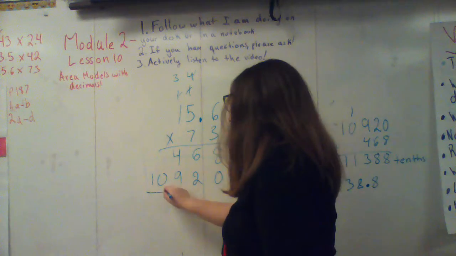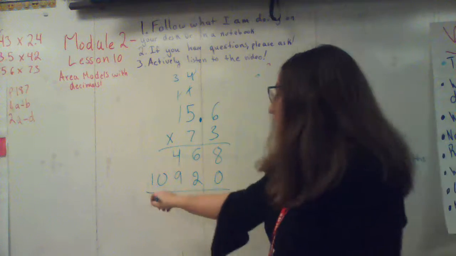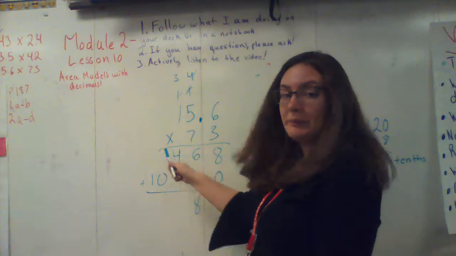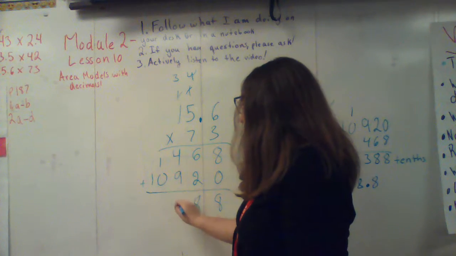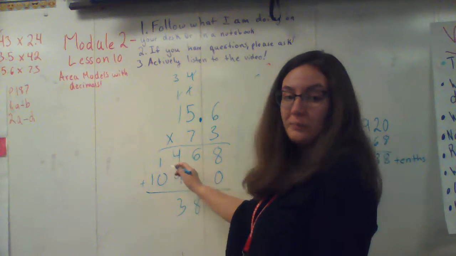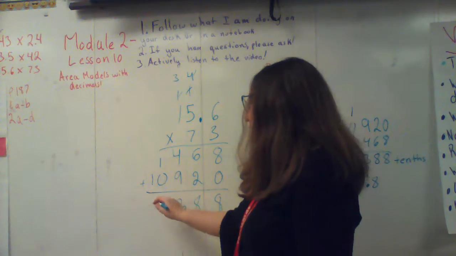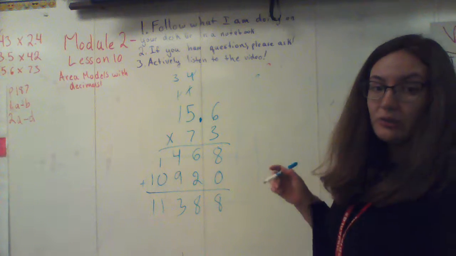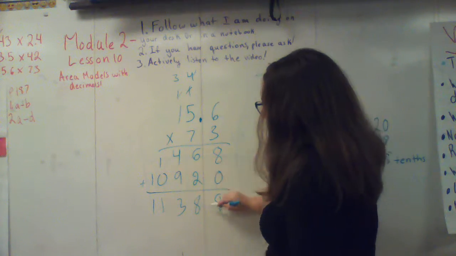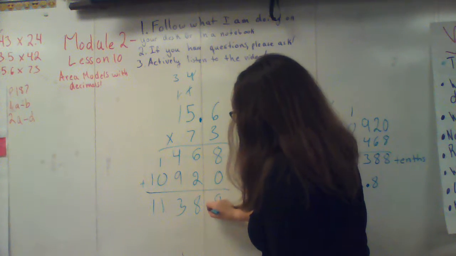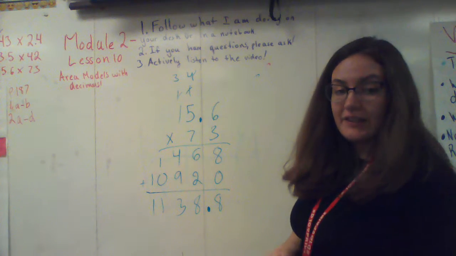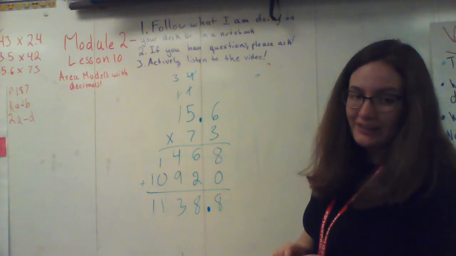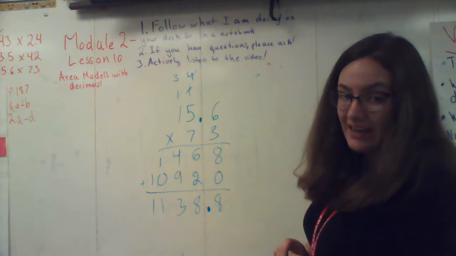And now I just need to add everything up. So 8 plus 0 is 8. 6 plus 2 is 8. 4 plus 9 is 13. I carry the 1. Leave the 3. 1 plus 0 is 1. And 1 plus nothing is 1. Again, I got to make sure I put my decimal in my answer or it won't be correct. So I bring that straight down. And my decimal will go right there. So my answer is 1,138.8 or 1,138 and 8/10.